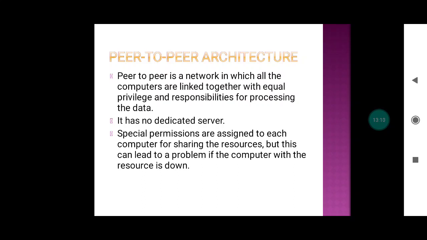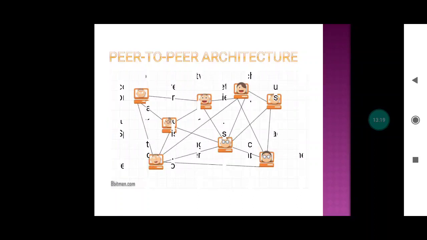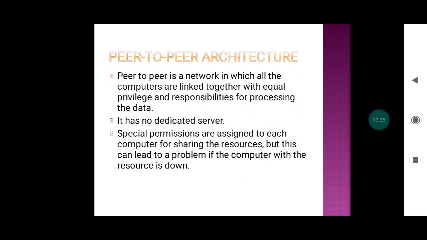Special permissions are assigned to each computer for sharing resources, but this can lead to a problem if the computer with the resource is down. In such an architecture, if two entities are connecting to each other and one entity fails for some reason, then the other entity which relies on it cannot carry out the process. This may lead to the problem that communication cannot be established.